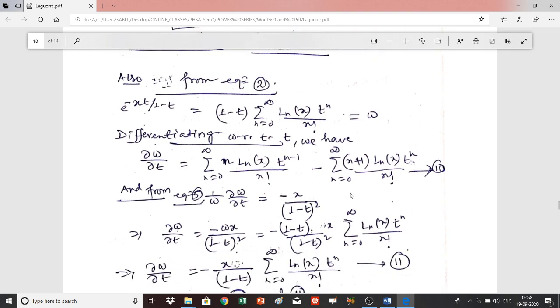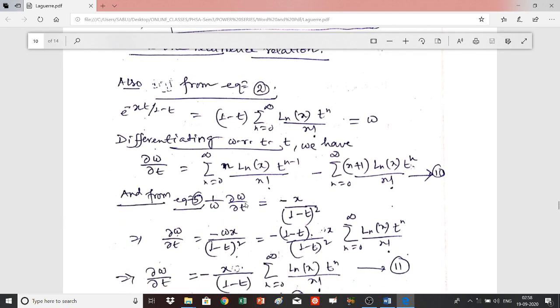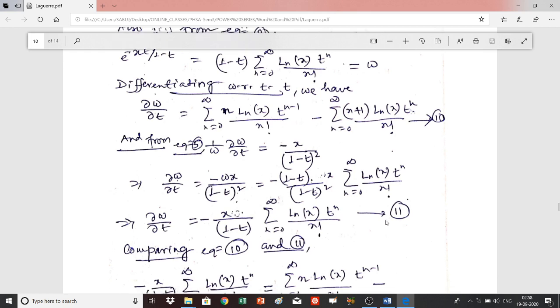And from equation 5 we have 1 by omega del omega by del t equal to minus x by 1 minus t whole square, and from here you can compute del omega by del t as minus omega x by 1 minus t whole square, and using the value of omega from this relation, finally you will get del omega by del t equal to minus x over 1 minus t, sum n equals 0 to infinity L_n x by n factorial t to the power n. This is equation number 11. And now just compare equation 10 and equation 11.